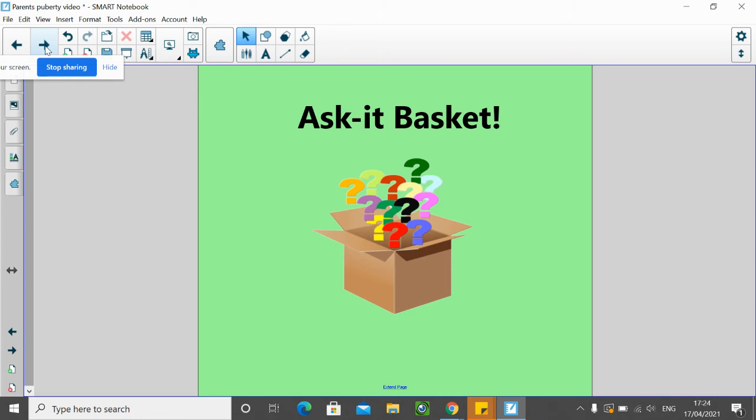For example, someone might ask, how is a baby made? In Year 5, we don't cover that. That's a Year 6 objective. So we would say to that child, or to the class if it was an anonymous question, that's something you need to talk about with your mums and dads or your parents or carers. So you might get some questions at home after our lessons.